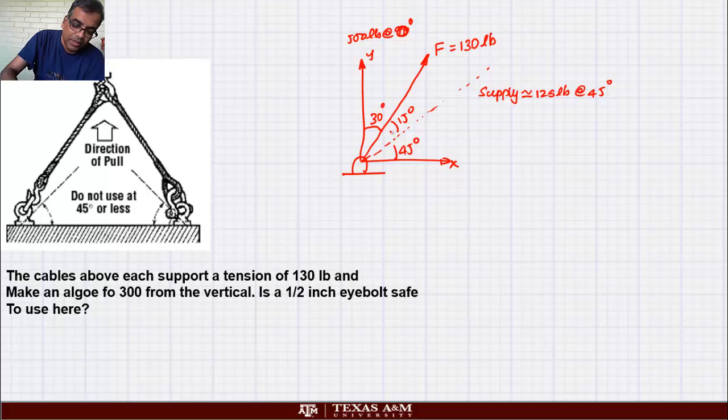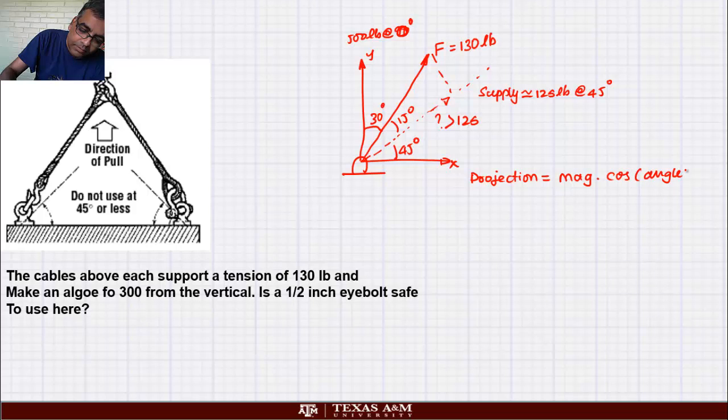But on the other side, notice that yes, the supply is 125 pounds at 45 degrees, but the angle is 15 degrees away. So we have to say, is it still safe, by projecting and asking, is this more than 125 or not? How do I find that? Well, we know projection equals magnitude times cosine of the angle. Okay, so this is our trigonometric way of doing it, or the geometrical way.